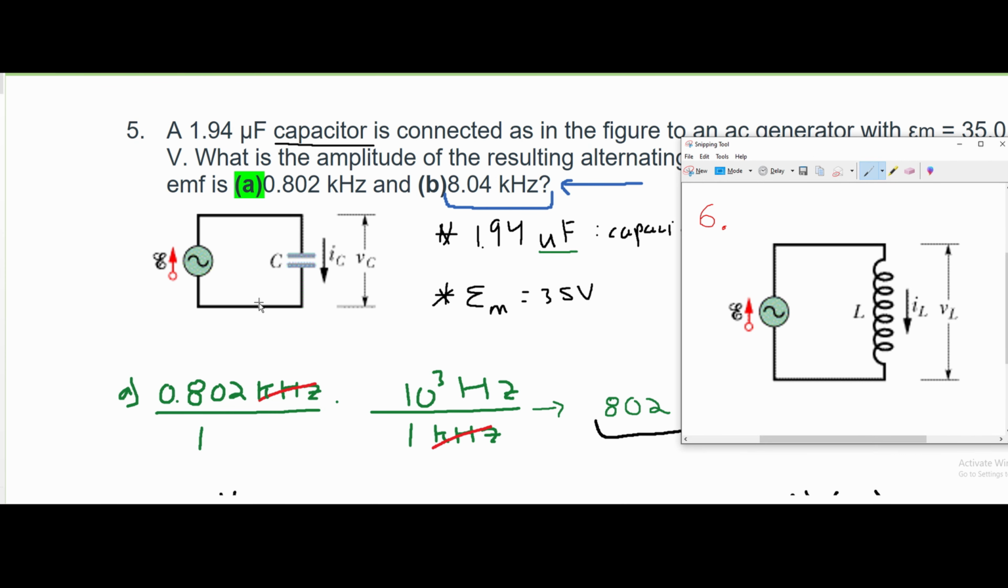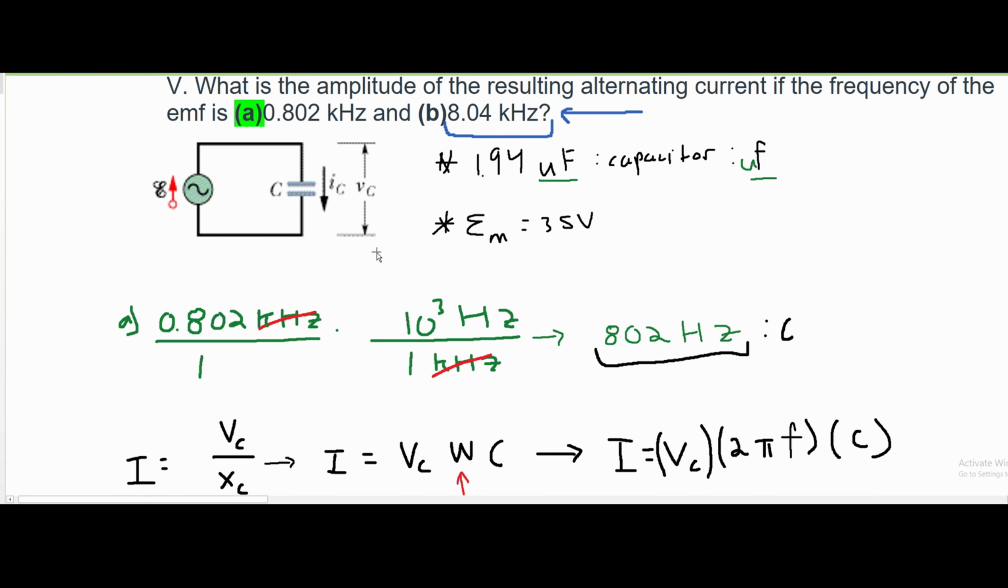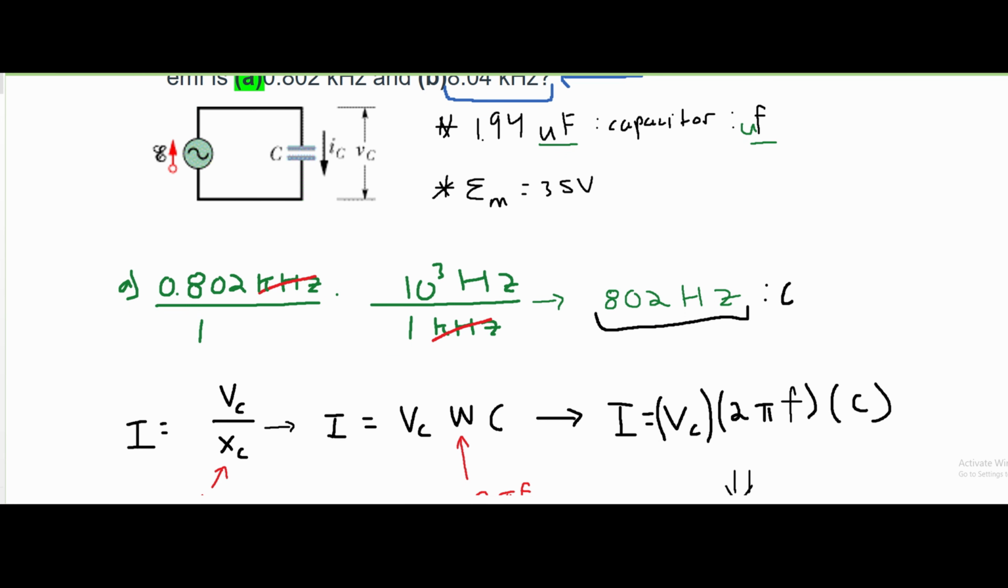If we compare this to our figure in a previous example, number 5, we can see that the only difference is this part right here. So in number 5 we have a C, in number 6 we have an L, I of L and V of L. So we're basically going to have this starting formula right here, except we're going to have a V of L and an X of L.